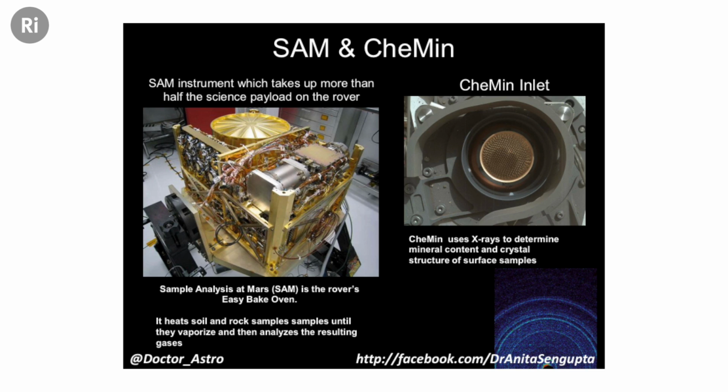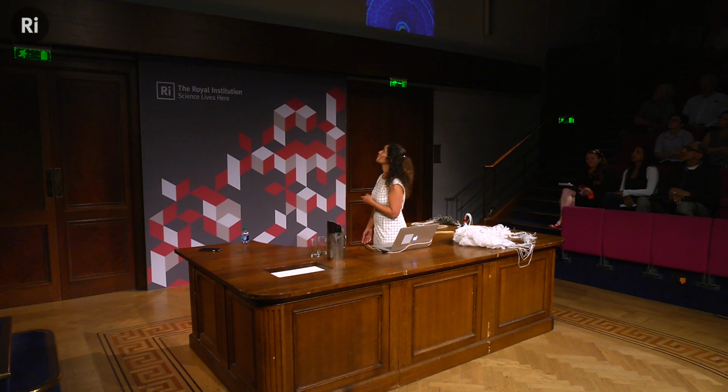And one of the ways that it does that, and this maybe only Americans will appreciate this, is an easy-bake oven. So it basically has a little oven that heats up samples. And when the sample's heated up, they release a certain spectroscopic signature, which you can then associate with molecular composition, elemental composition. And so this is probably our most sophisticated instrument on Mars.